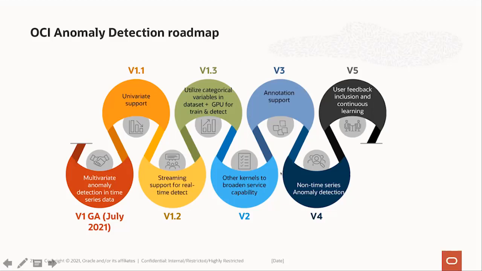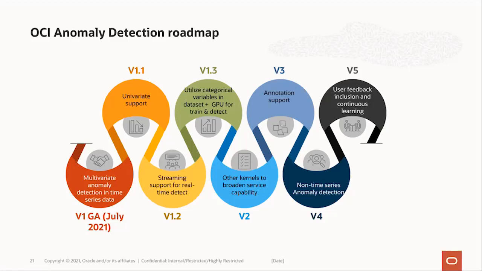We do have quite a number of other capability expansions, like utilizing categorical variables from the asset, and also enabling both training and detection using GPU to make your training faster. We are also adding other kernels based on our engagement with customers. We see a variety of problems where different kinds of algorithms are needed, so we are adding those capabilities to expand the capability of our product. Three of these, V3, V4, and V5, are in R&D mode, but V1.1 to V2 will be coming in the next 6 to 8 months.